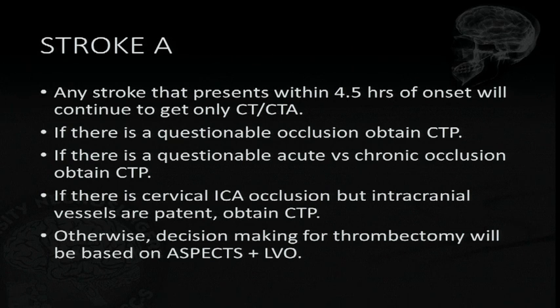If you have an ICA, cervical ICA occlusion, and then your MCAs are open, and that's a questionable acute versus chronic, you can go ahead and get the CTP, okay? Because that'll give us more information. Like I said, otherwise, for those patients within 4.5 hours, we'll just do the ASPECTS and the LVO, and we'll not do the CTP.